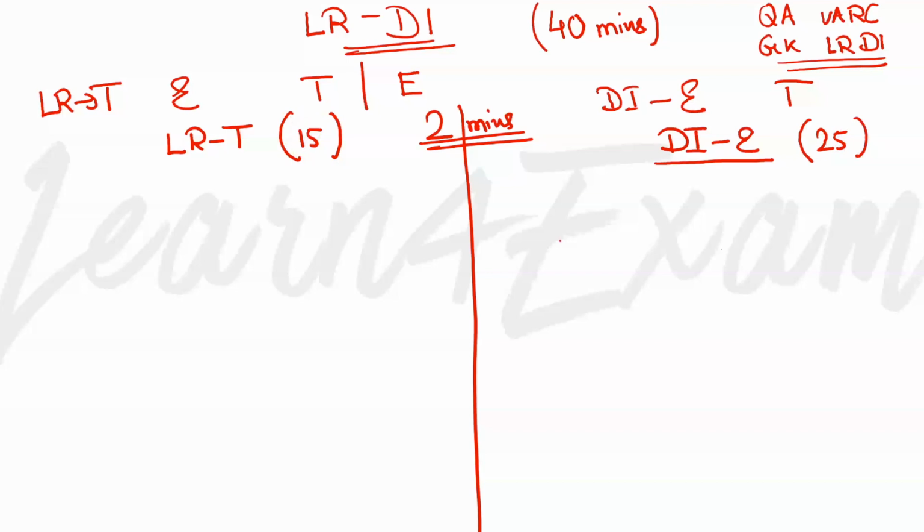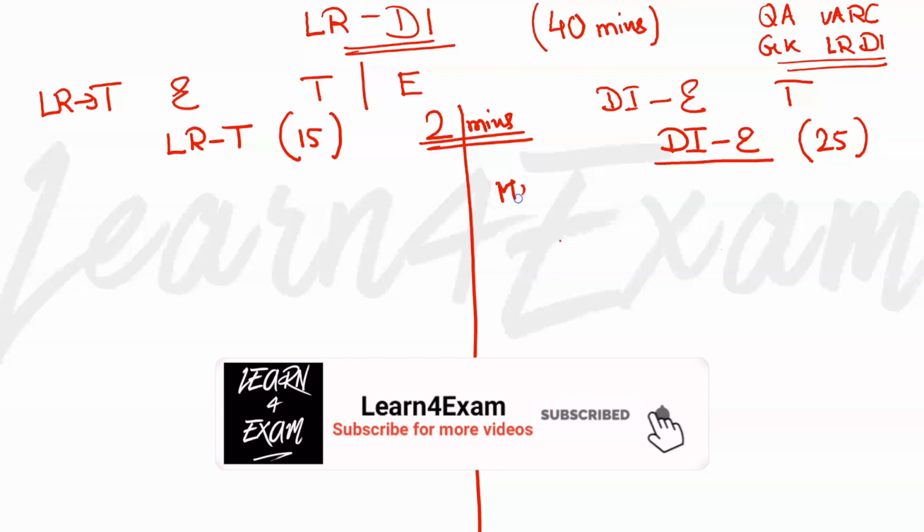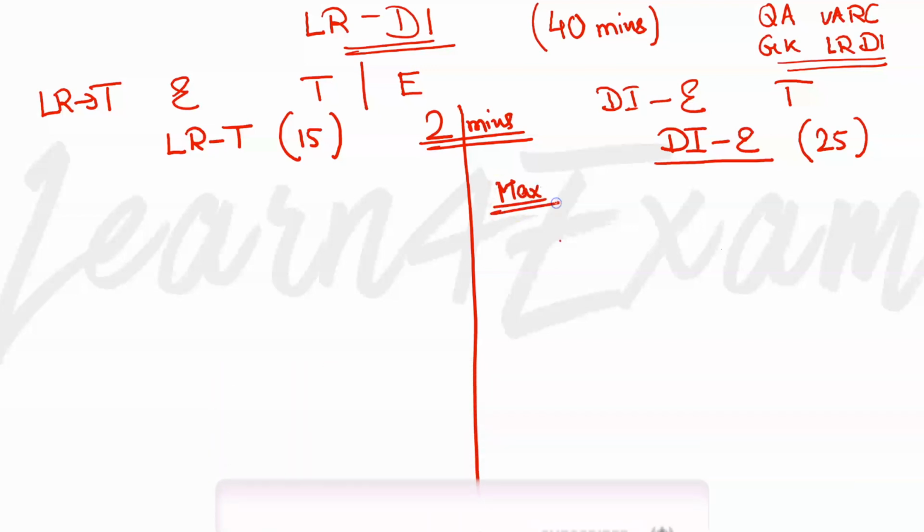Right? So what is my target? What is my strategy? My strategy is to maximize the score in DI, that is the easier section, and to get somewhere around 2 to 3 marks extra than the cutoff in the other section, that is LR, because it's a tough section. Scoring here would be much more difficult.